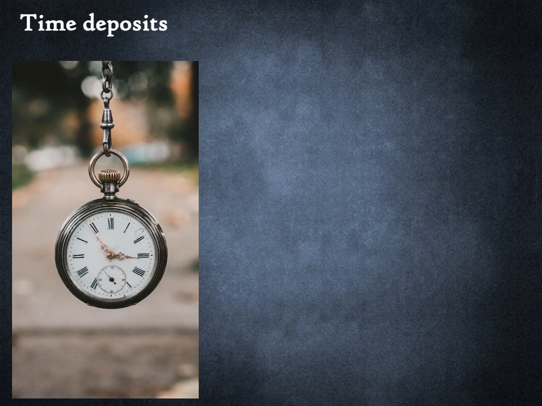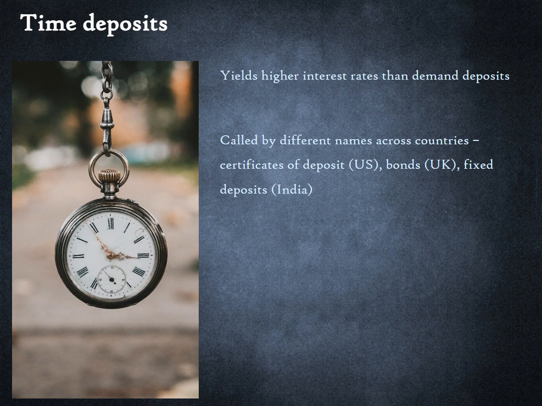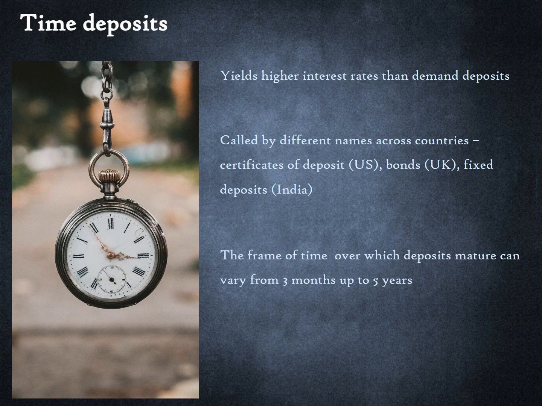Time deposits usually yield higher interest than demand deposits because customers cannot withdraw prematurely without paying a penalty. Like demand deposits, time deposits are called by different names across countries, including certificates of deposit in the US, bonds in the UK, and fixed deposits in India. The time frame over which a time deposit matures could range from 3 months to 5 years.